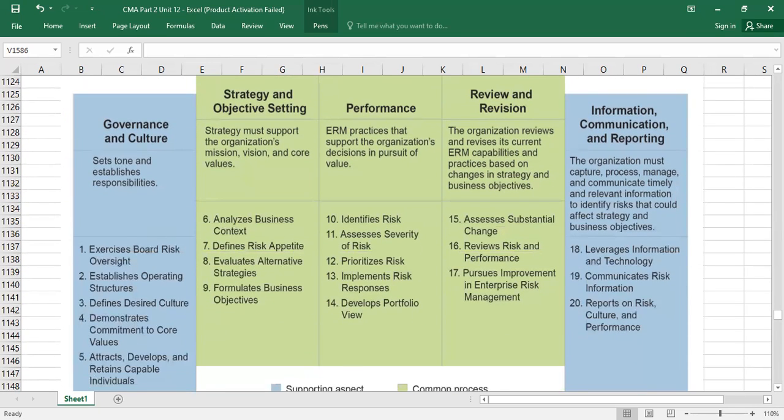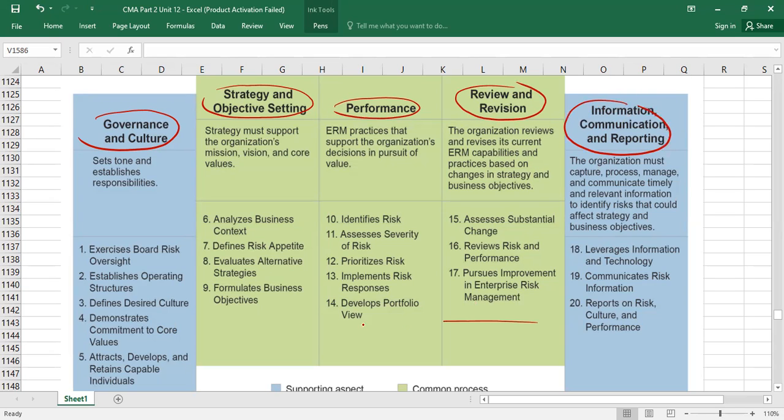First component is called, I'm just reading the name here. First component is called what? Governance and culture. Second is called what? Strategy and objective setting. Third component is called performance. Fourth is called review and revision. And fifth is called what? Information, communication, and reporting. Please remember these.